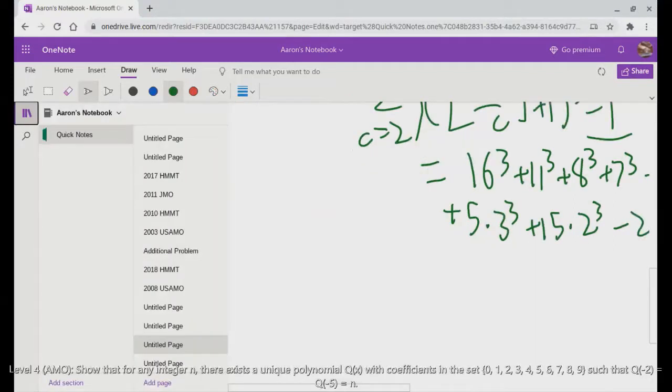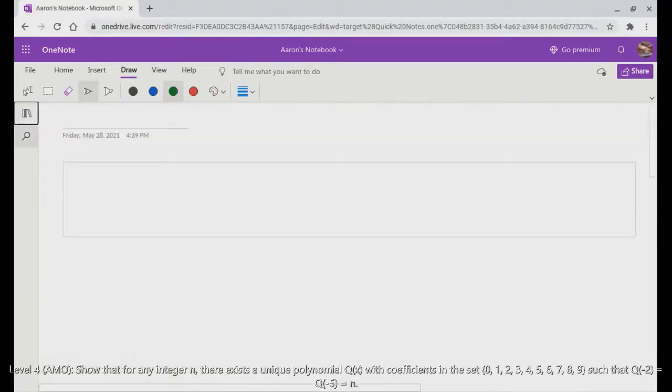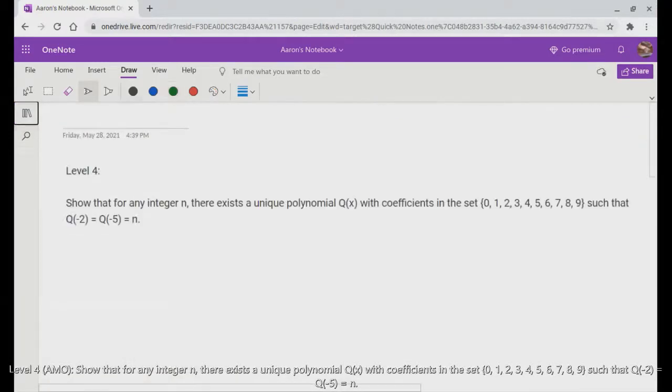The level 4 question. Show that for any integer n, there exists a unique q of x with coefficients in the set of integers 0 through 9, such that q of -2 and q of -5 are both equal to the number n.